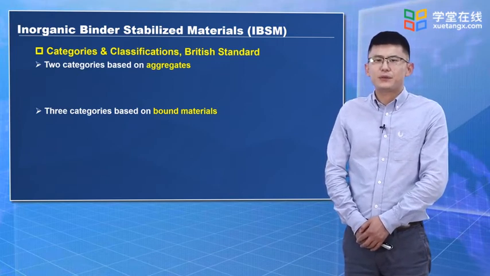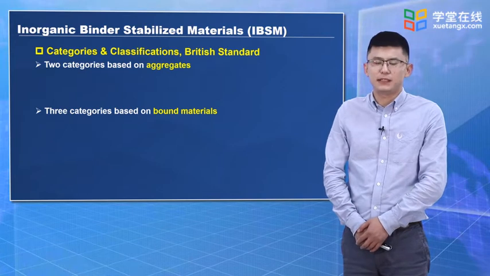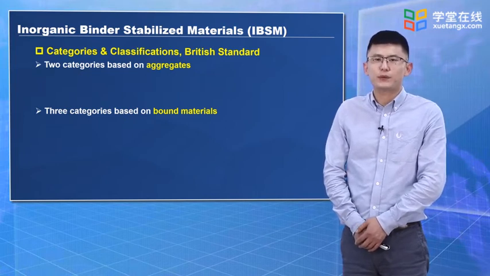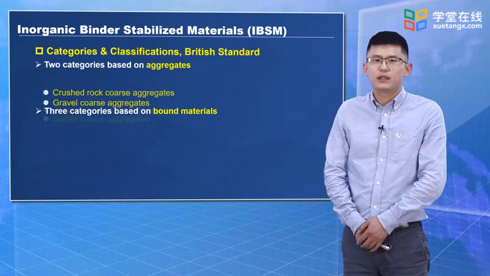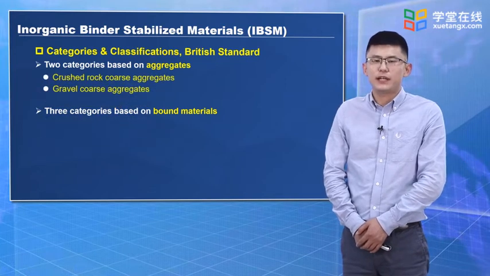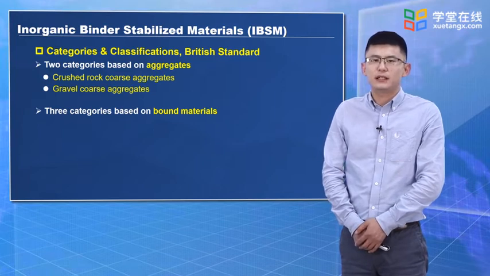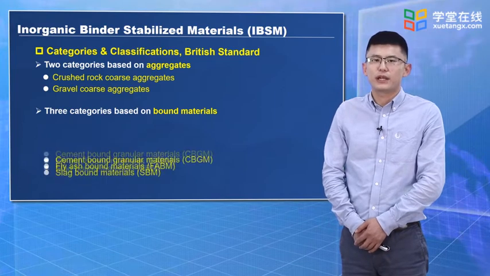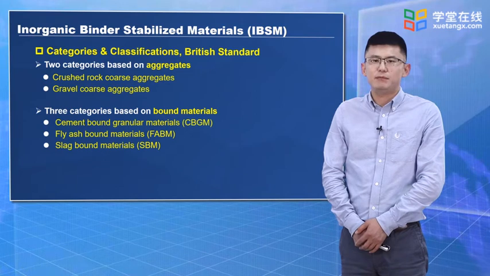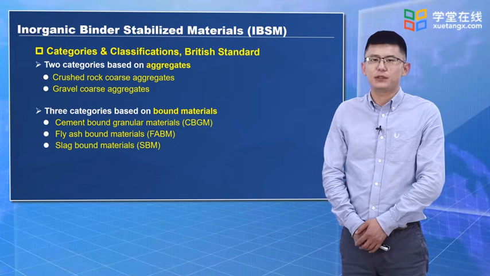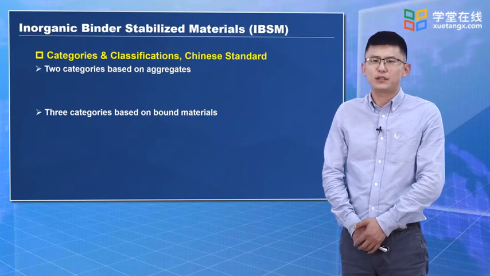So how about the categories and classifications for the IBSM? The different countries may use different categories. For example, in the British standard, we have two categories based on the aggregates. We have the crushed rock coarse aggregates and the gravel coarse aggregates. That is the two categories. And how about if we categorize it based on the bound materials? We have three of them. They are the cement-bound granular materials, fly ash-bound materials, and the slag-bound materials. So that is the British standard.